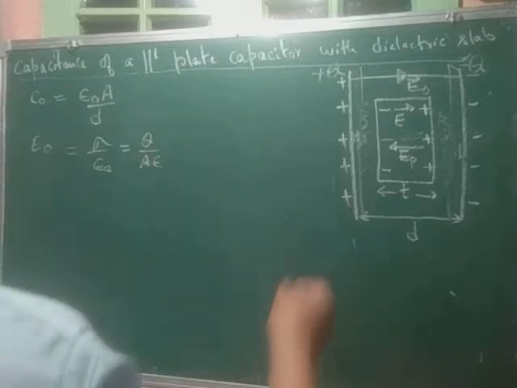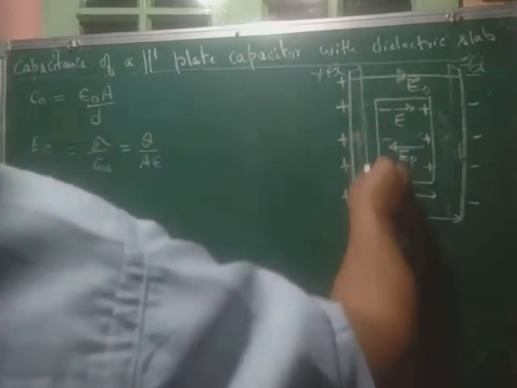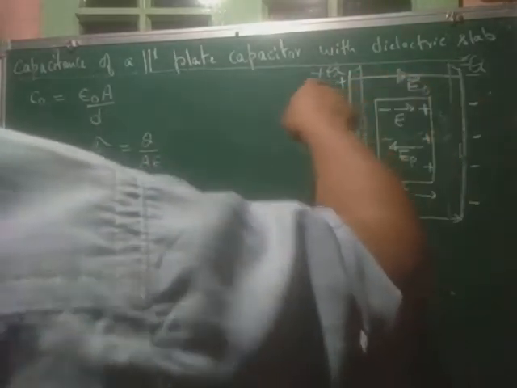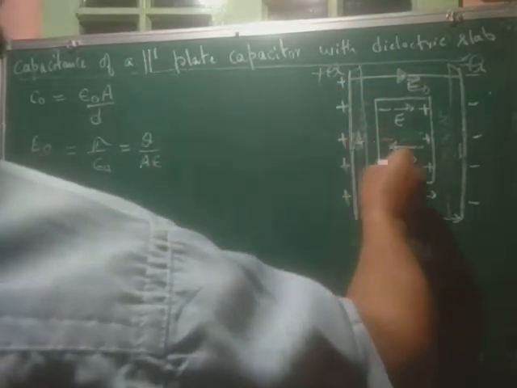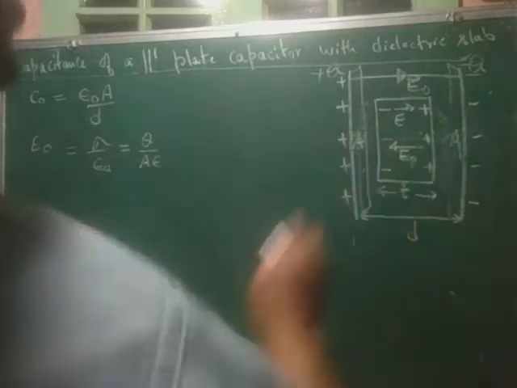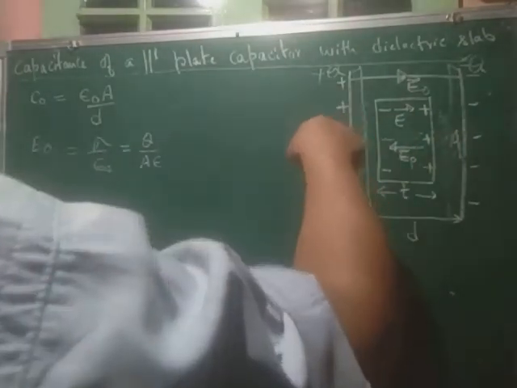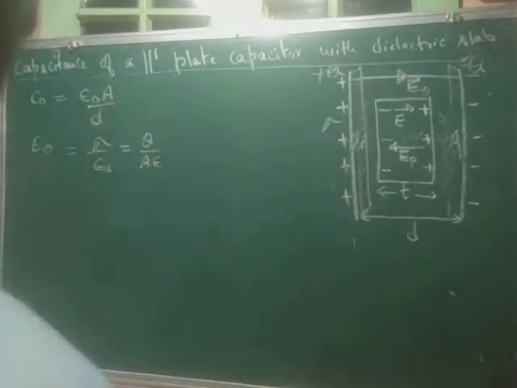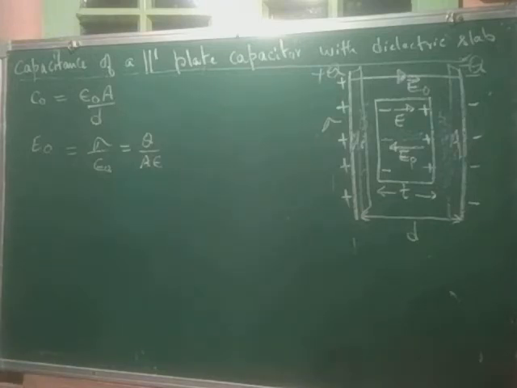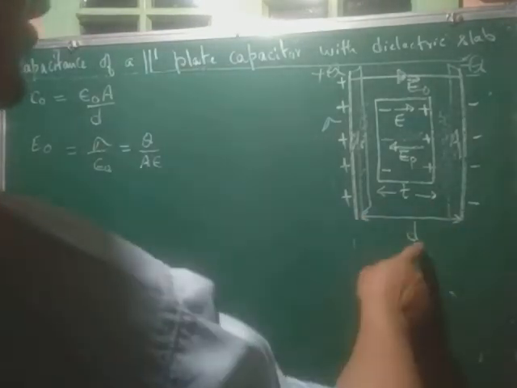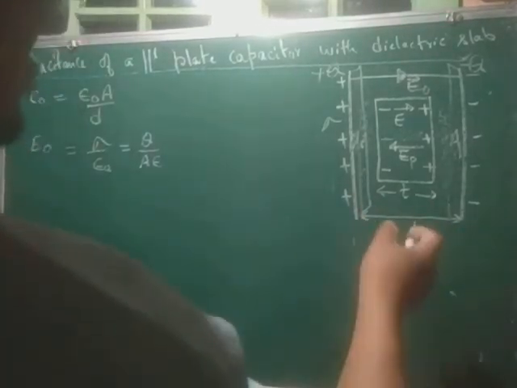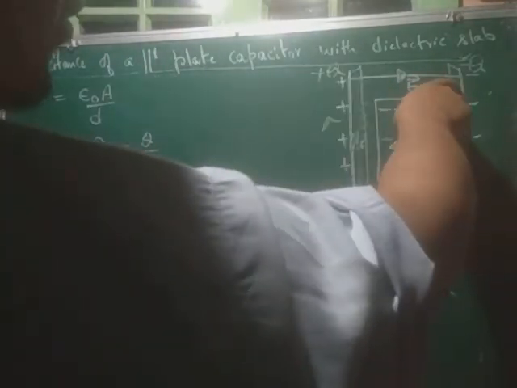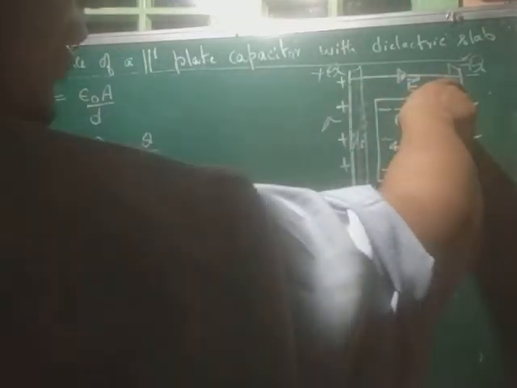Here we are considering two parallel plates, a positive and a negative plate, each having a charge q, and the area of each plate is capital A. The surface charge density of the plate, let's say, is sigma. The distance between the plates is small d, and the plates will create an electric field E naught acting in this direction.